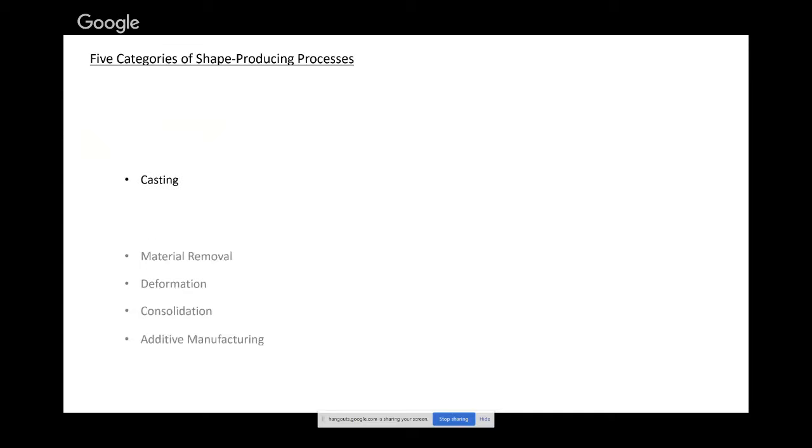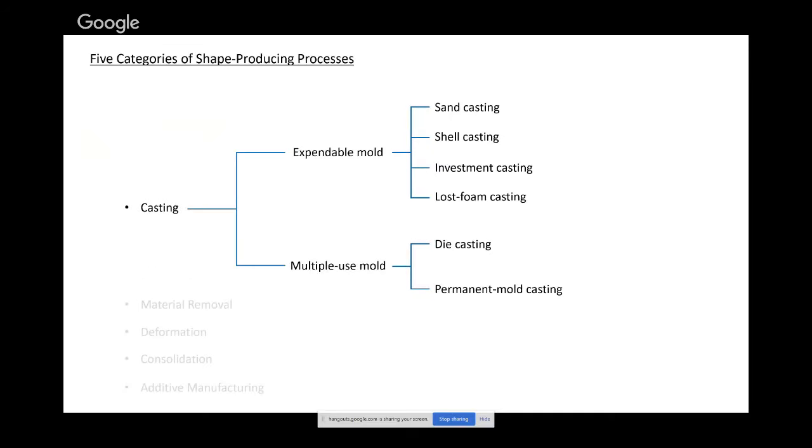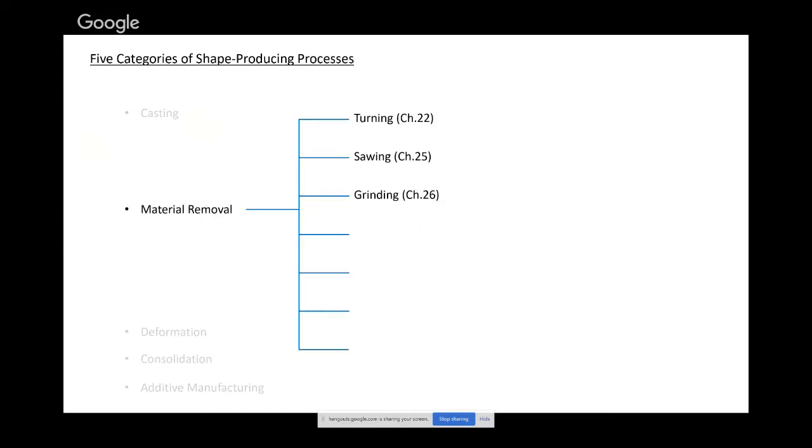We've already discussed there are 5 categories here of these shape producing processes. Casting, we've covered pretty exhaustively. We're going to move now on to material removal, or we could also call this machining. This really spans chapters 20 through 26.